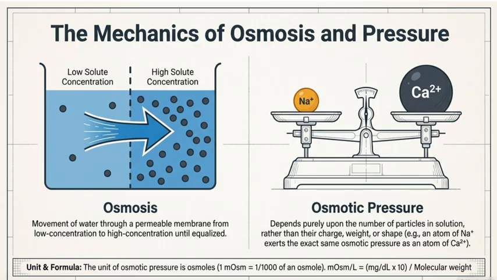Now let's talk about osmosis. Water moves from low solute concentration to high solute concentration. Osmotic pressure depends on the number of particles, not their size or charge. So one sodium is equal to one calcium in osmotic effect, for example. This is why even a small change in the sodium will lead to major fluid shifts.